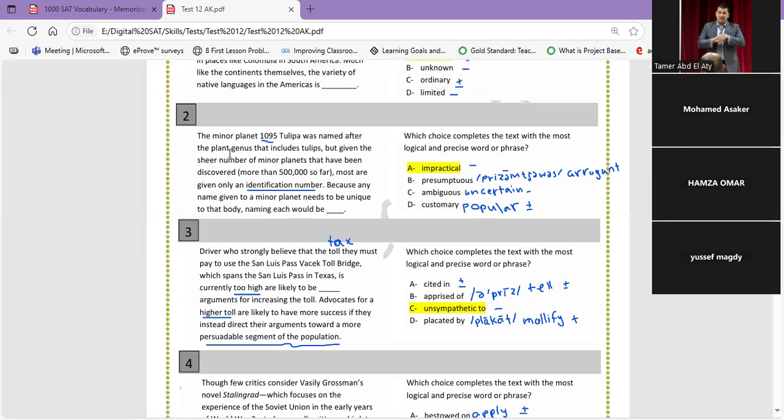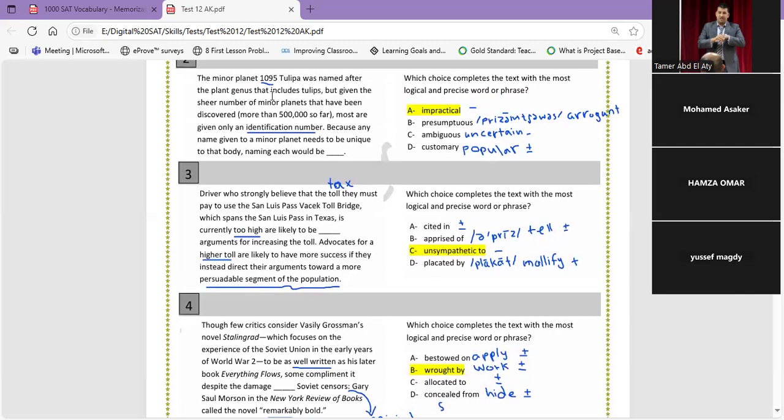Najib. So he said the minor planet 1095, because they are giving minor planets numbers, Tulipa was named after the plant genus that includes tulips. Okay. But given the sheer number of minor planets that have been discovered, more than 500,000 so far, most are given only an identification number, like this one. Because any name given to a minor planet needs to be unique to that body. Naming each would be so... if you give only the minor planet a name without an identification number, it's gonna be something impractical. We can't say that it's something arrogant or uncertain or popular. It's something impractical.